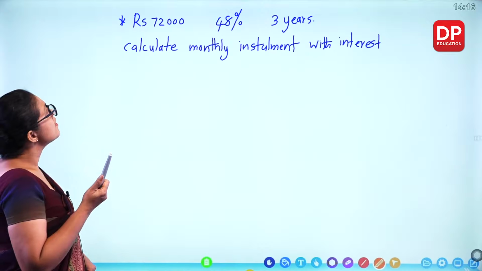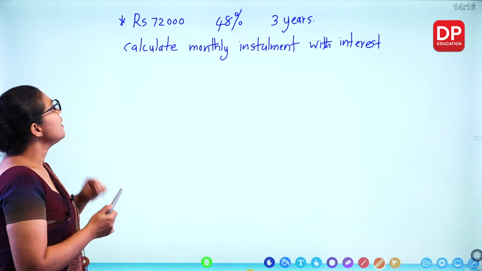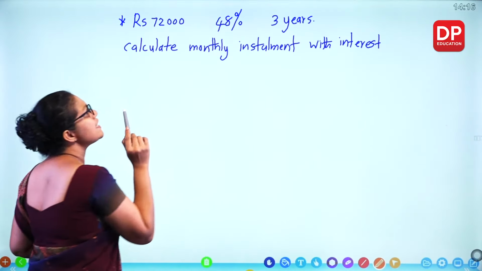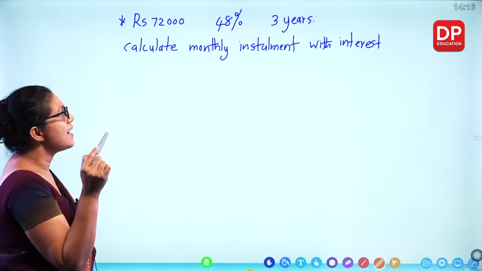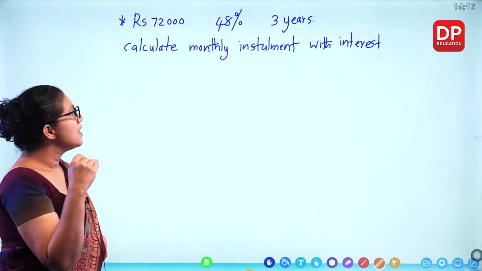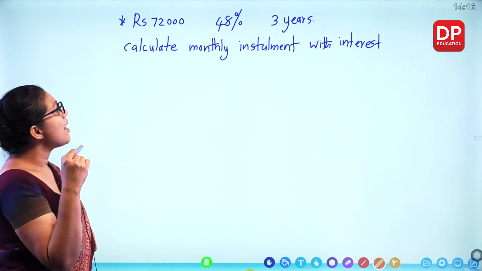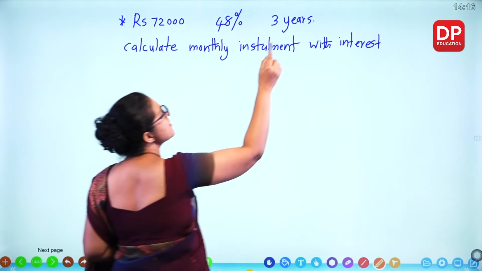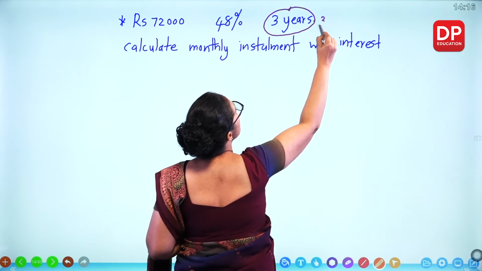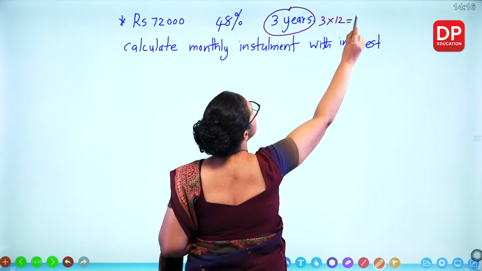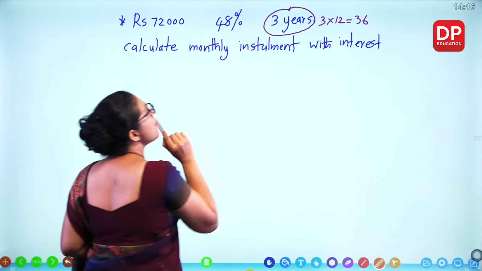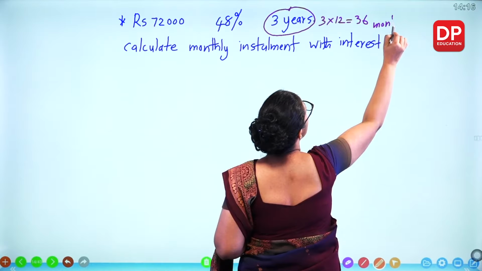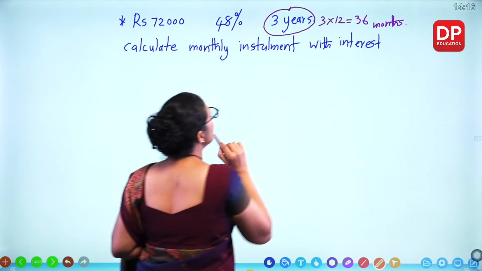Now take a similar example. Now initial value borrowed is 72,000. This is annual interest rate 48%, and this is for 3 years. So here they are asking the monthly installment with interest. So how many months for 3 years? 3 times 12. So altogether 36 months are there. So what's the first step?